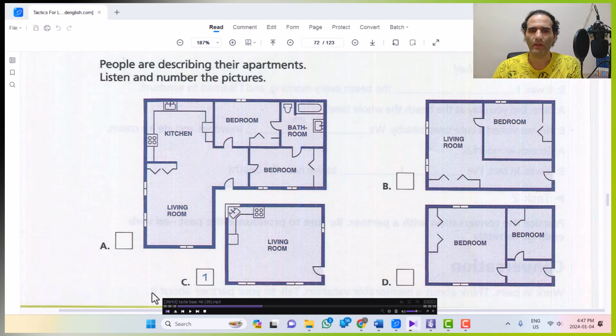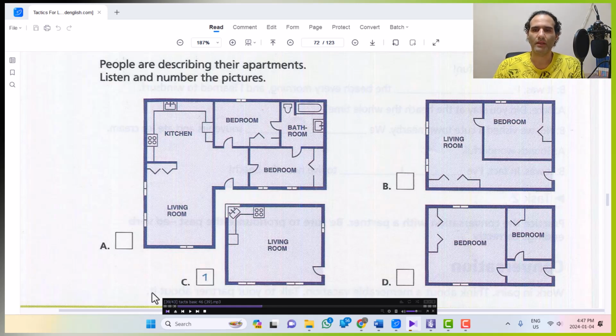Okay, so C, number one. Please pause the video and give your own summary. My summary: he's living in a one-room apartment, and he doesn't have a bedroom. So his cat also sleeps with him in the living room.